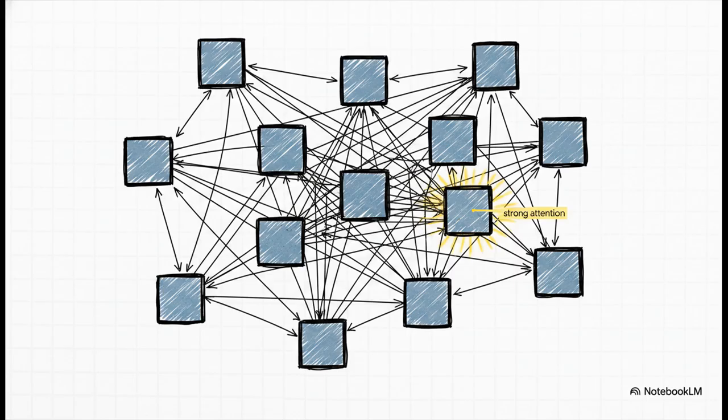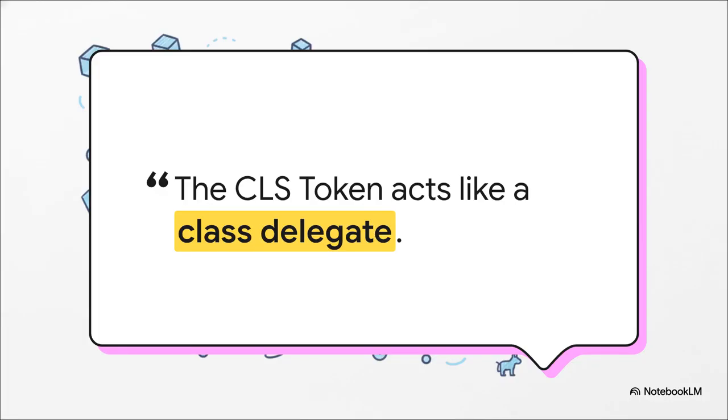For example, a patch showing a dog's ear is going to strongly attend to a patch showing a dog's nose. And this concept brilliantly captures the dynamic at play here. The CLS token acts like a class delegate. Remember that blank token we stuck at the front? Well, through self-attention, it acts exactly like a class representative. It actively collects information from the other 196 student patches. As the matrix moves deeper into the network, layer by layer, the students are talking amongst themselves, but the delegate is listening to everyone. It's constantly updating its own 768 numbers to build a global summary of the entire image.